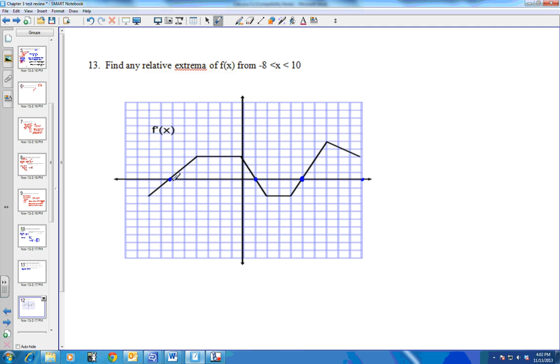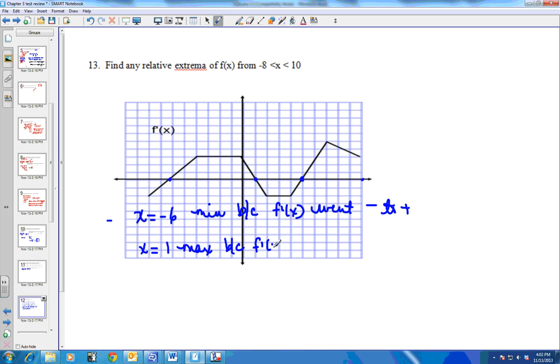Okay, so I have critical points here, here, and here, because that's where my derivative is 0. So now I just have to figure out at those points, is it a max or a min? Well, do you see at this point right here, that is -6. So when x equals -6, my derivative went from negative to positive because it was below the x-axis. Now it's above the x-axis. So if it goes from negative to positive, I have a min because f prime of x went from negative to positive.